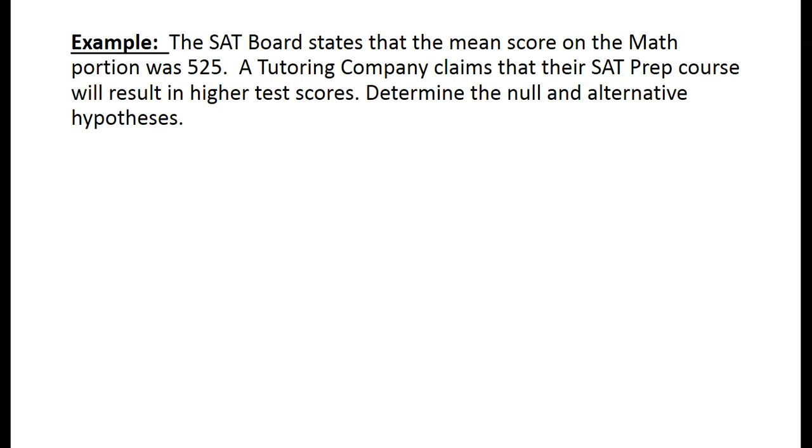The SAT board states that the mean score on the math portion was 525. A tutoring company claims that their SAT prep course will result in higher test scores. Determine the null and alternative hypotheses. Okay, so first question that we're always going to ask: is this a mean or proportion? It actually says the word mean right here where it says mean score. But if it just said that the score on the math portion was 525, we could assume that it's the mean score because we're looking at average test scores, not proportion test scores. Okay, so this one's a mean.